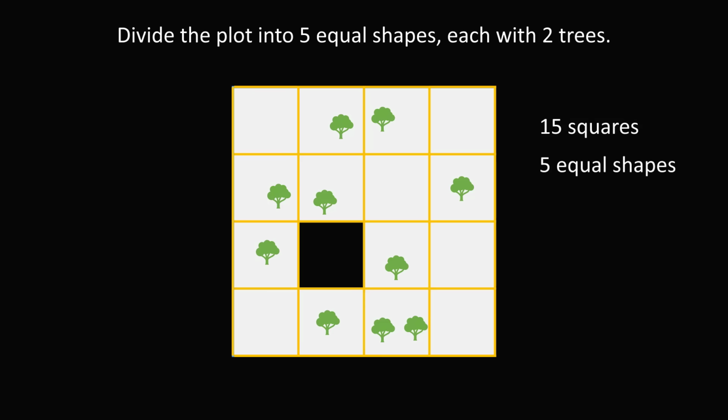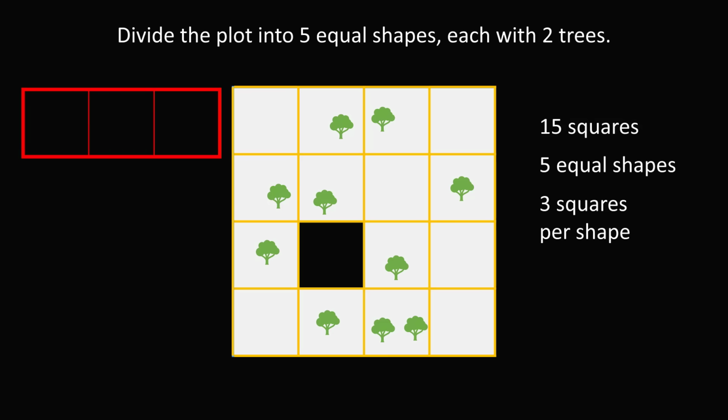We want to divide the plot into 5 equal shapes. So if we want to divide the area, we need 15 divided by 5, which equals 3 squares per shape. So let's consider composite shapes that are made of 3 of these unit squares. One possible shape is to have 3 squares in a row. So let's try to divide up the plot with this kind of shape.